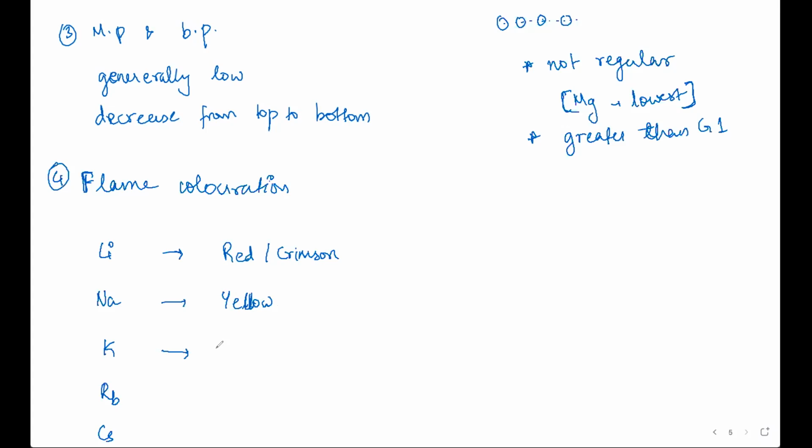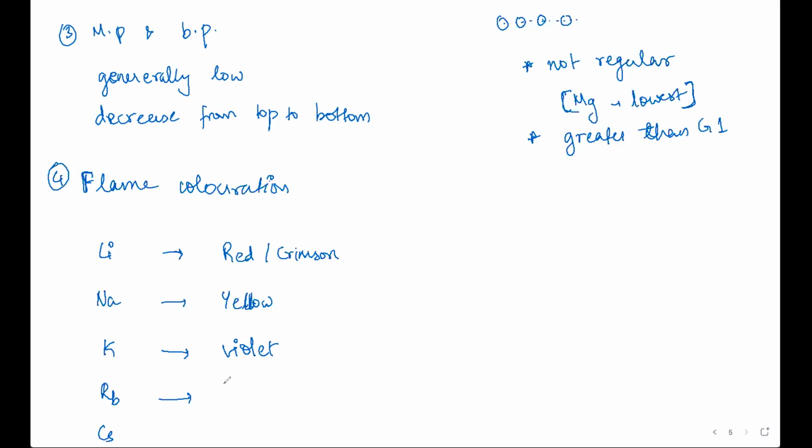Potassium. So potassium gives out a violet light, violet coloration. Rubidium. So rubidium, orange or no?